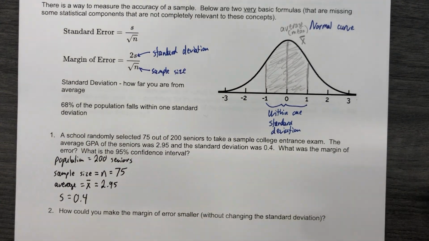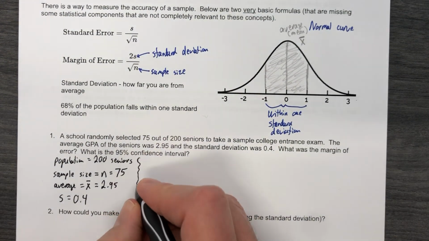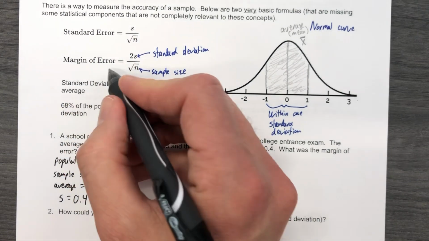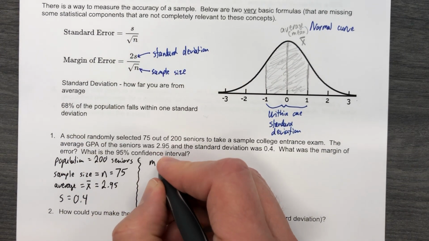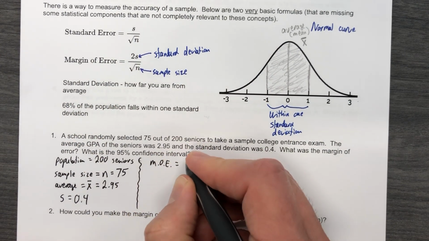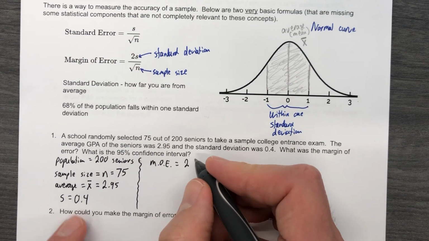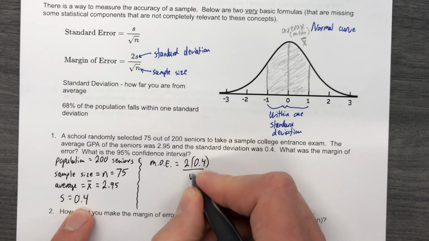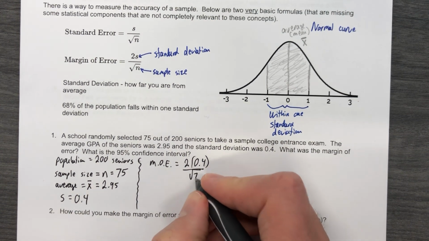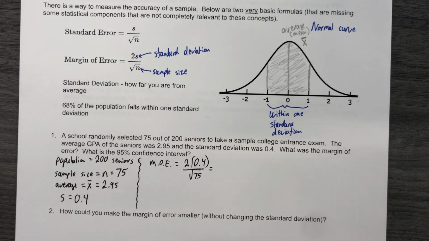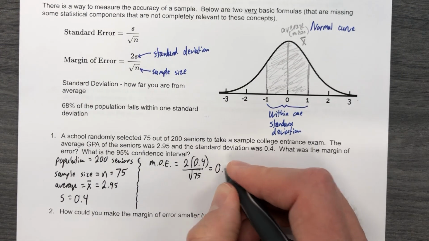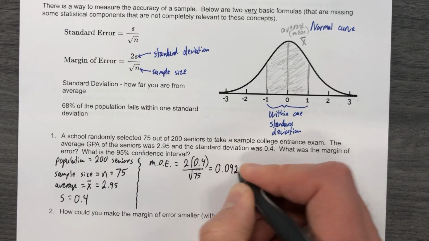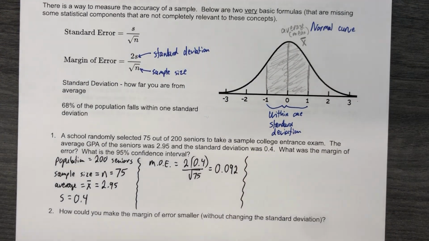So let's go ahead and figure out the margin of error based on what we see right here. So the margin of error is this formula. So margin of error is 2 times the standard deviation, 0.4, all divided by the square root of the sample size. And when I type all that in my calculator, I'll go ahead and save you the trouble. It's 0.092, and that gives me my margin of error. And we've answered the first question for this one.